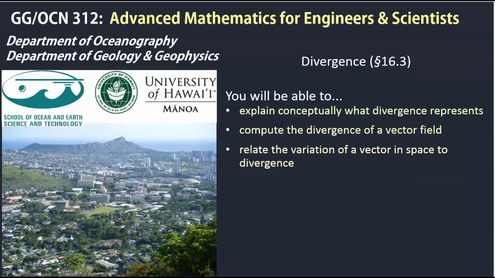And so from this, I hope you're able to conceptually explain what the divergence represents. Again, it's the fractional rate of volume change. You can compute the divergence based on what we just covered. And as you start looking at vector fields and looking at the equation for the divergence, you'll be able to relate that vector field to the divergence.